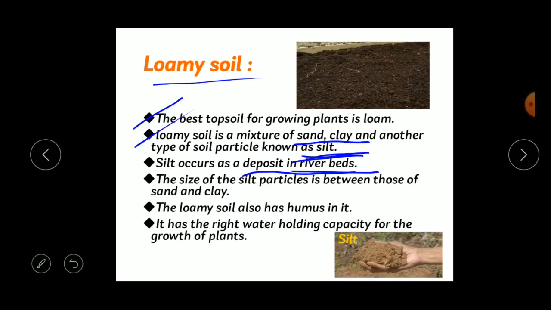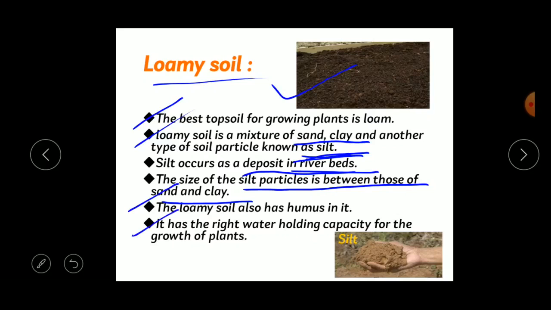The size of the silt particle is between those of sand and clay. So the size of these particles is neither too big nor too small. It is between the sand and the clay. The next point is the loamy soil also has humus in it, which is needed for the plants to grow well and which makes the soil fertile.